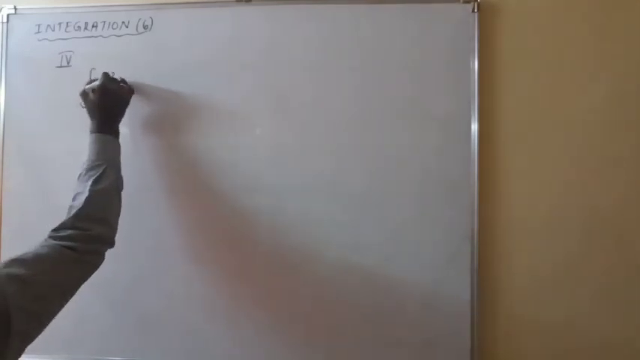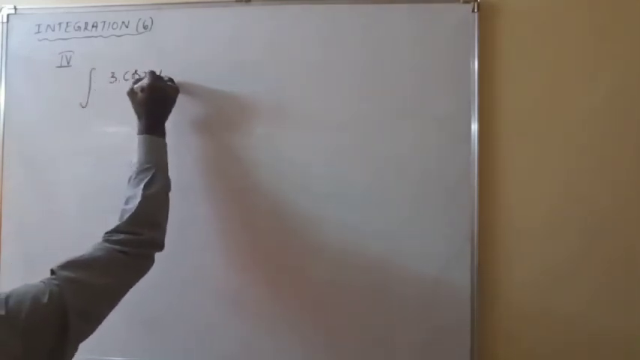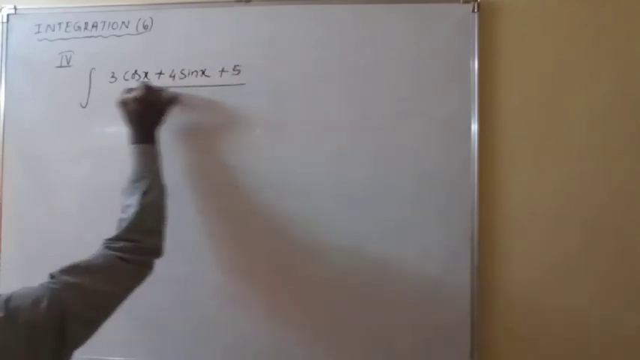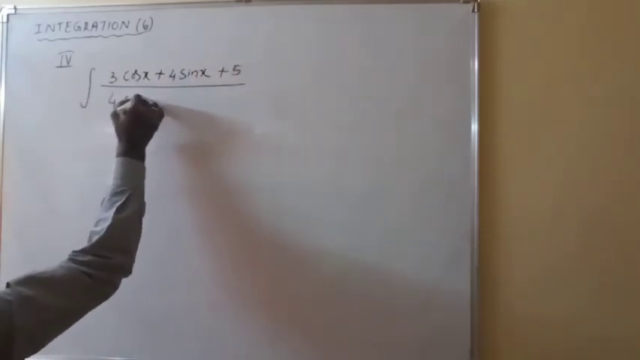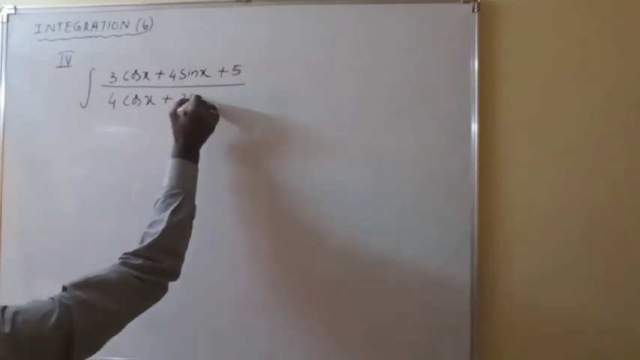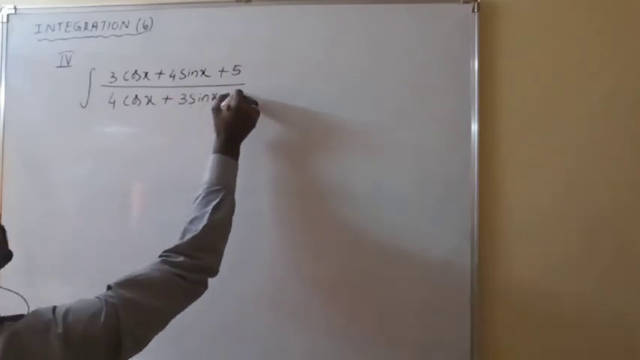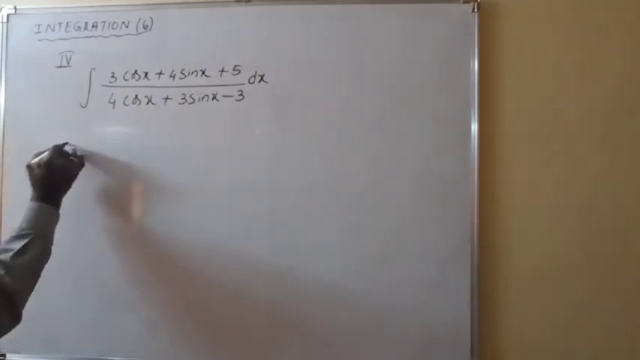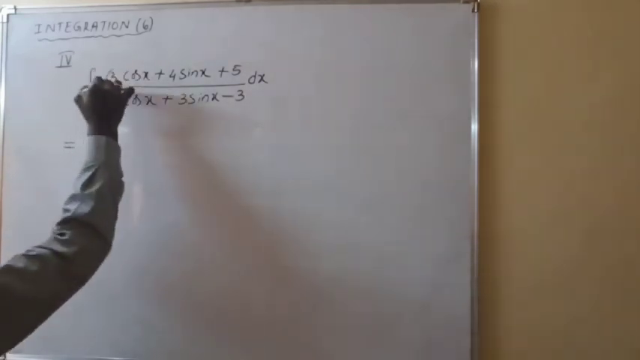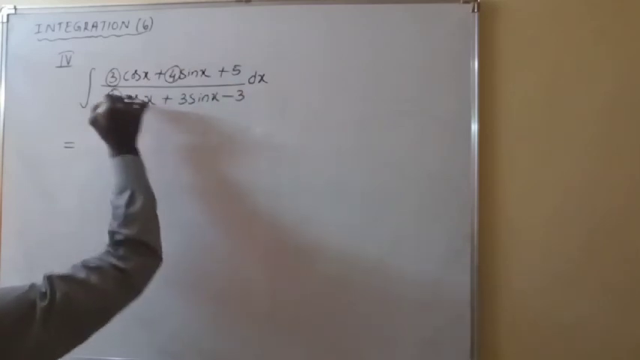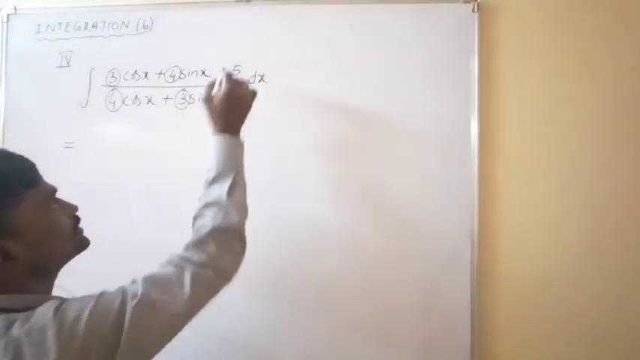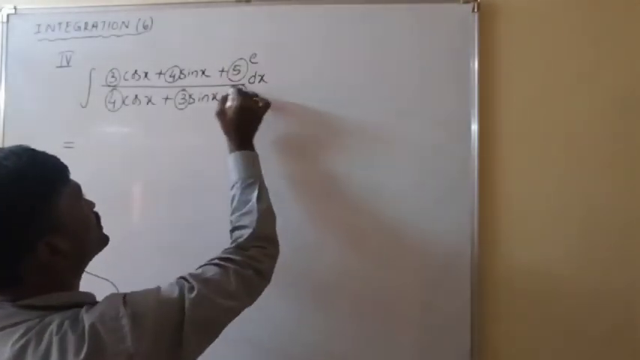The problem is the integral of 3 cos x plus 4 sin x plus 5 divided by 4 cos x plus 3 sin x minus 3 into dx. So what is the answer for this question? This is A, this is B, this is C, this is D. So first write the first two terms, and this is E and this is F.